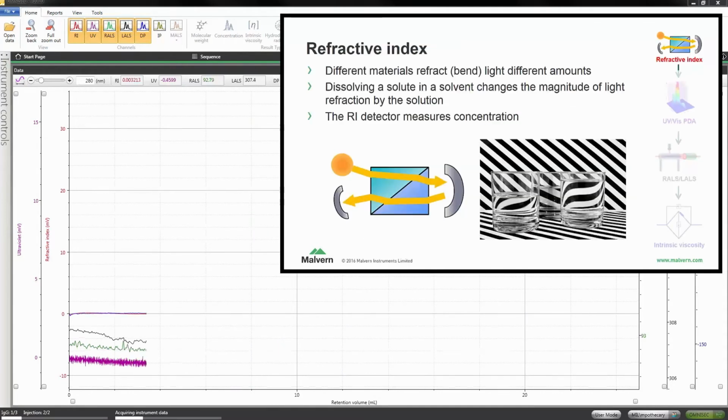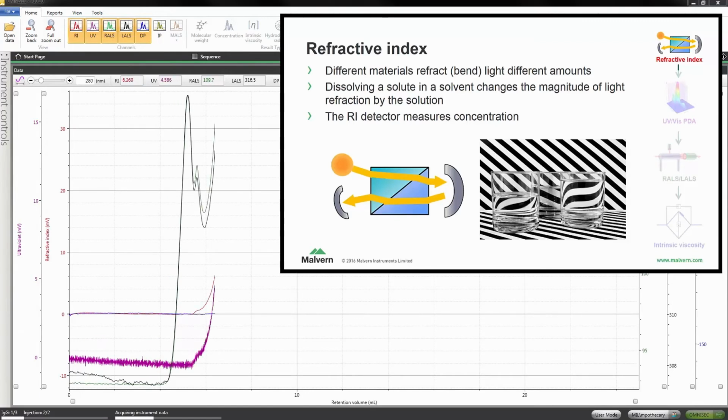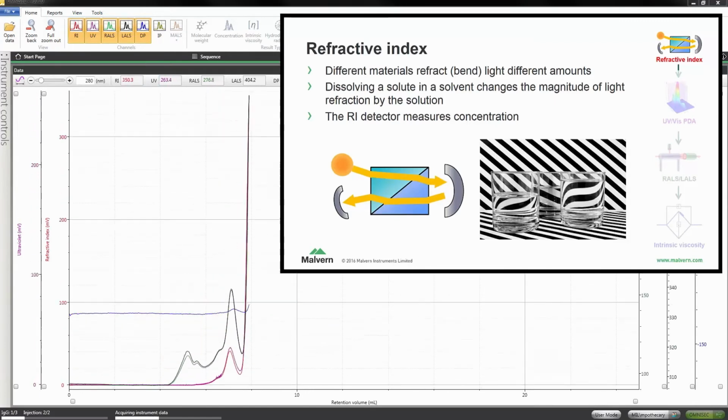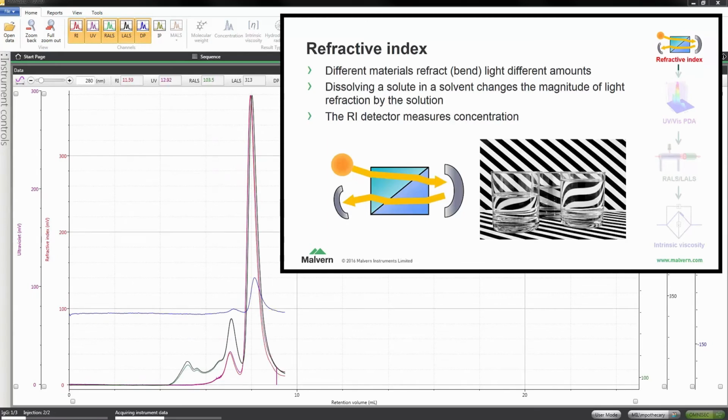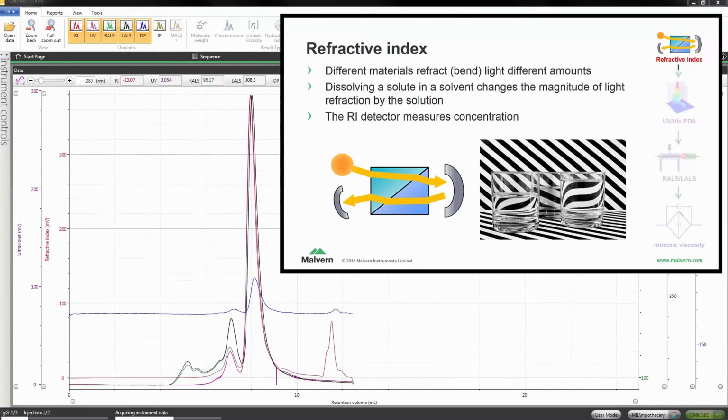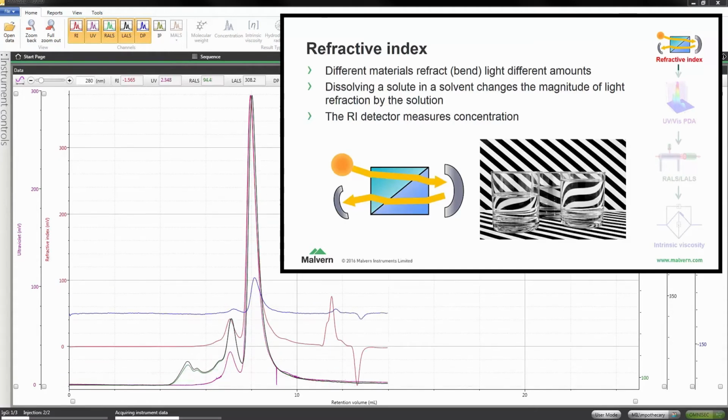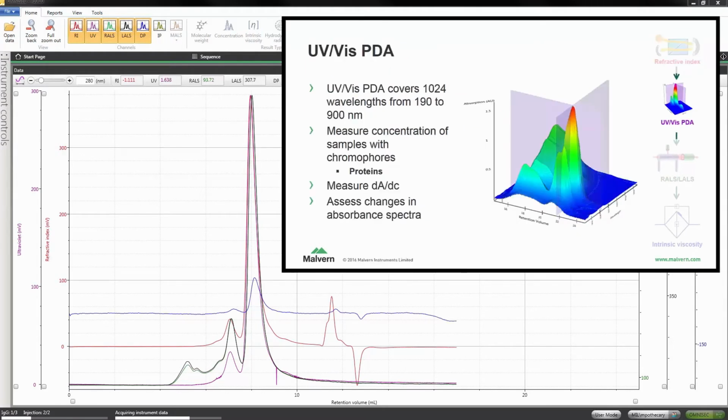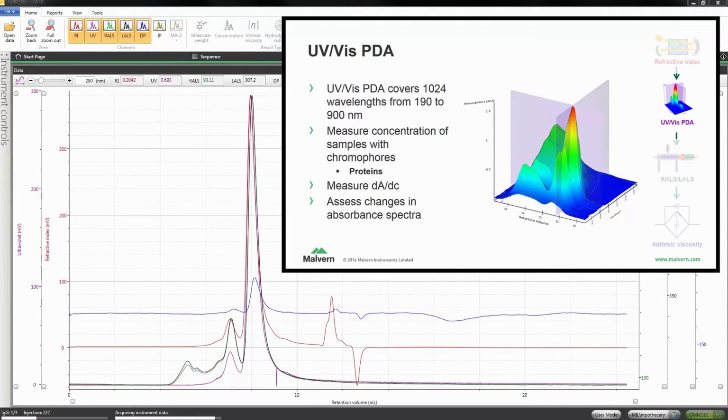So let's start with refractive index. We all know that when we dissolve something into a liquid, it changes the refractive index of the solution, the way the light bends as it passes through. This response is directly related to concentration, so we can use the RI detector as a very sensitive concentration detector for just about any sample we want to measure. The next detector in the sequence is a UV-Vis PDA, which of course we use to measure UV absorbance of anything with a chromophore, and obviously proteins are very strong UV absorbers, so we can use this as a second concentration detector.